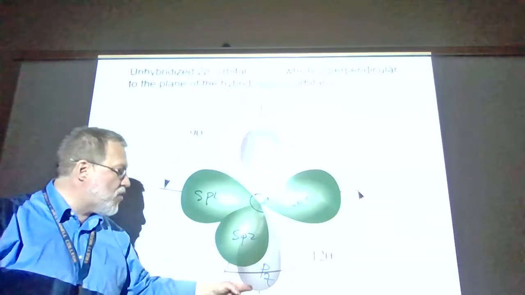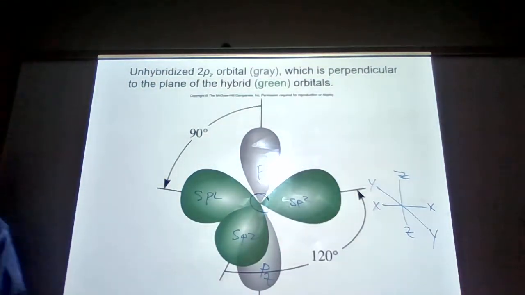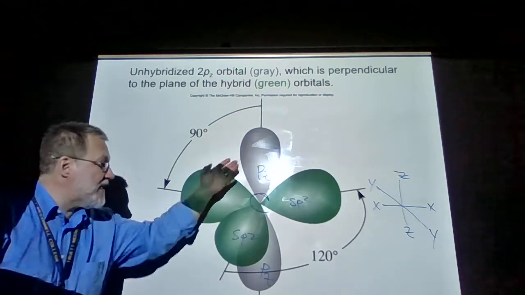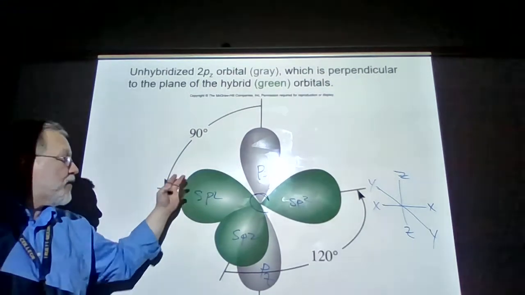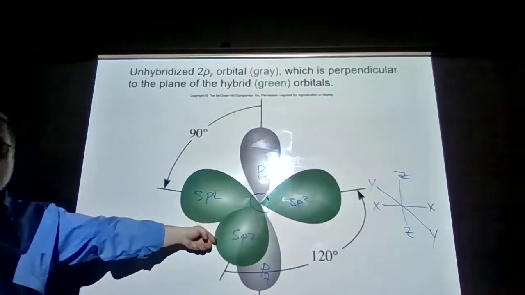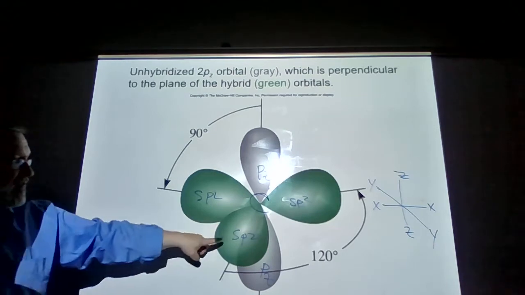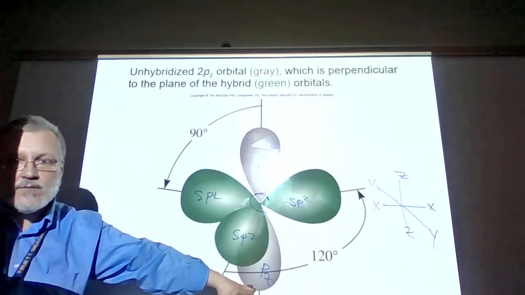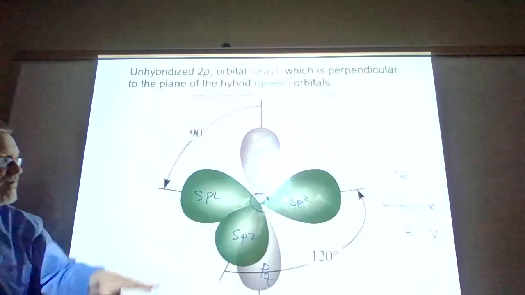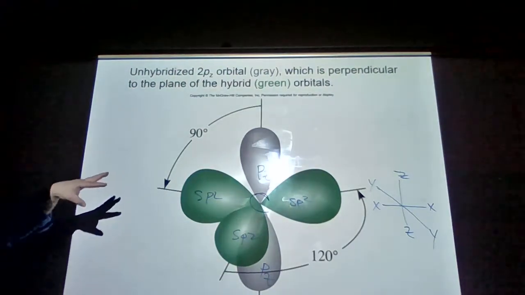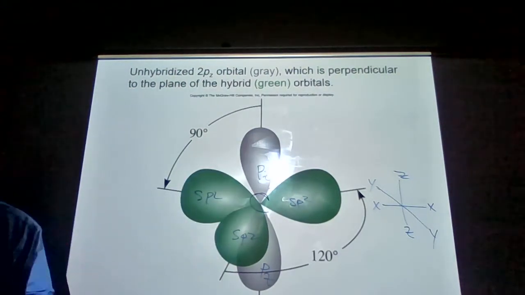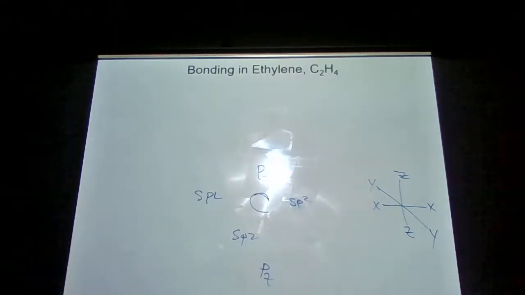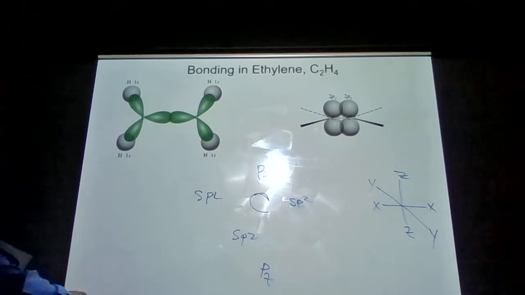The position of the gray unhybridized p orbital is perpendicular. It's 90 degrees from the plane that contains the carbon atom and these three sp2 hybridized orbitals. It is 90 degrees between this plane and this unhybridized p orbital. So this gives us some unique bonding opportunities for this carbon atom. Where we see this kind of bonding is in the molecule known as ethylene, C2H4.